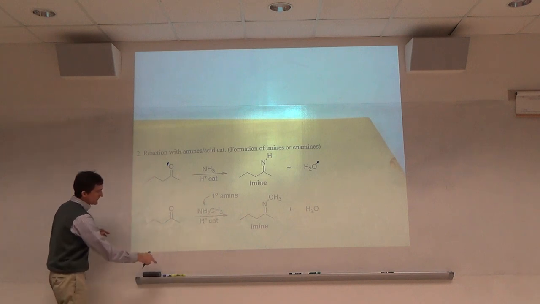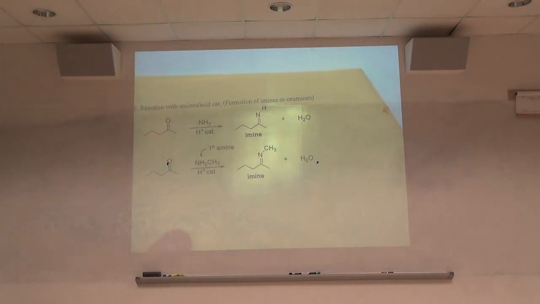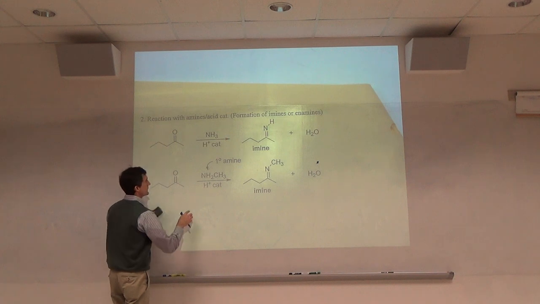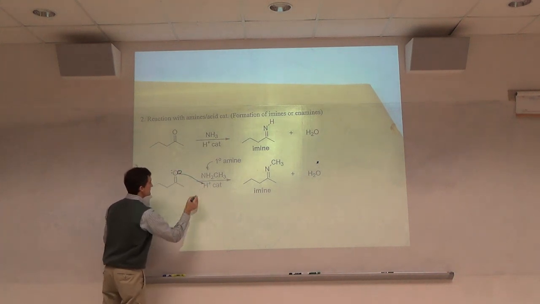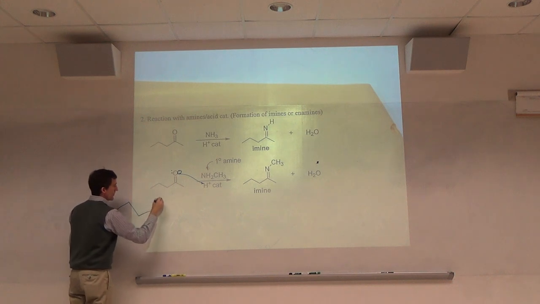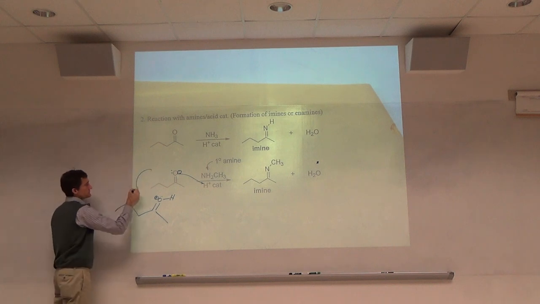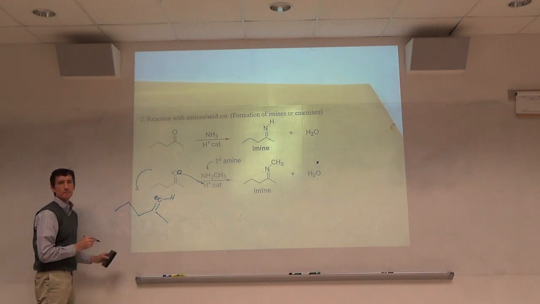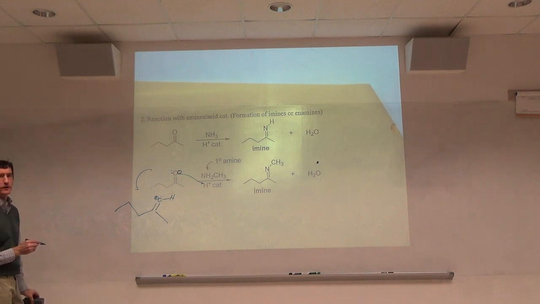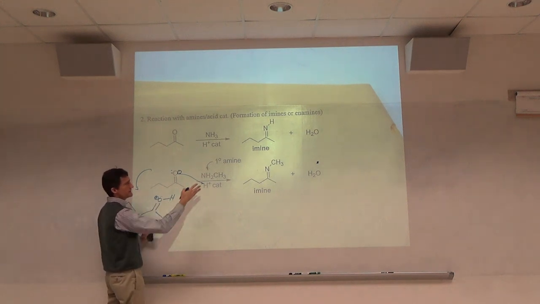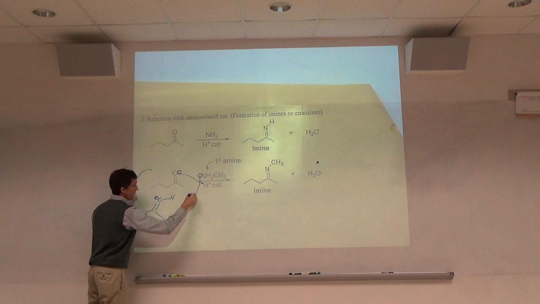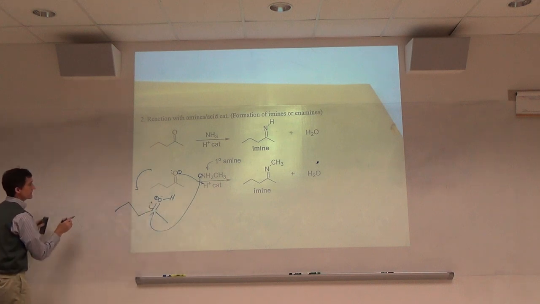Let's do it with methylamine, since I think there's a little room down there. What's the first thing you want to do? Protonate the carbonyl. What's next? These mechanisms should be very intuitive at this point. There's really nothing new other than putting it all together and saying it's called an imine. What do you want to do next? The amine will attack. Nucleophile adds to the protonated carbonyl. We've been doing that for 3 or 4 weeks now.